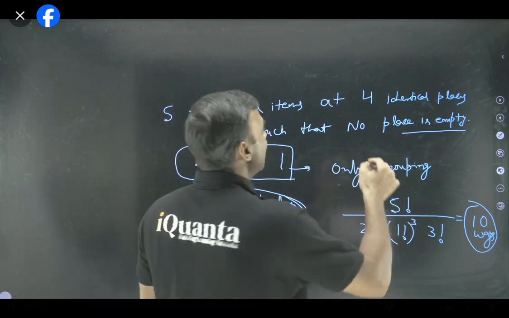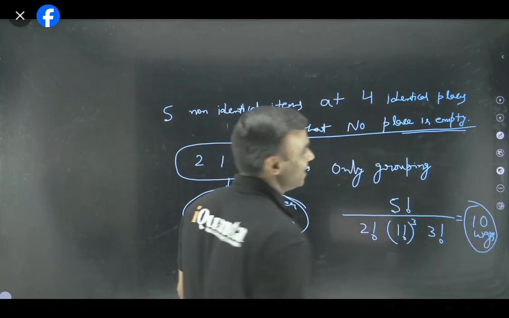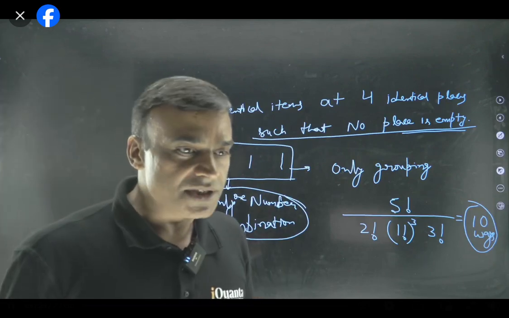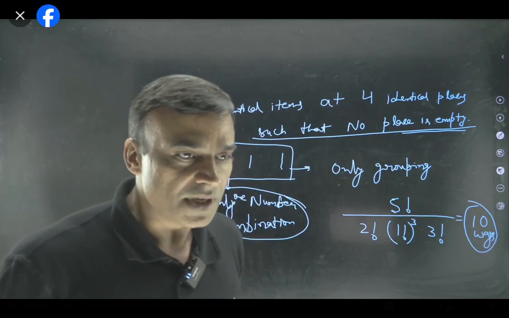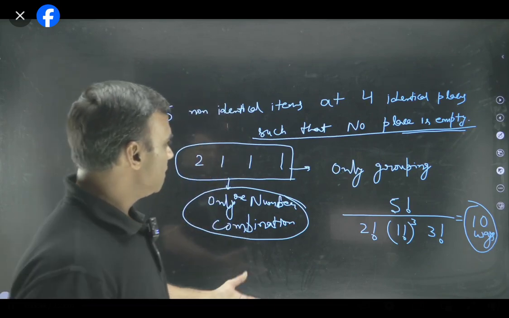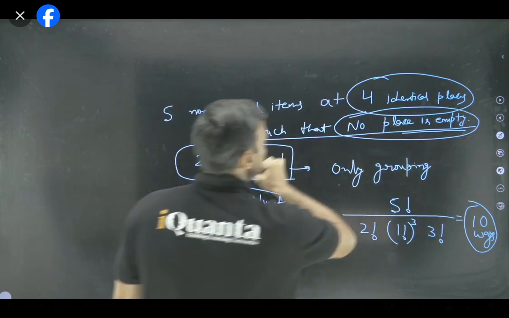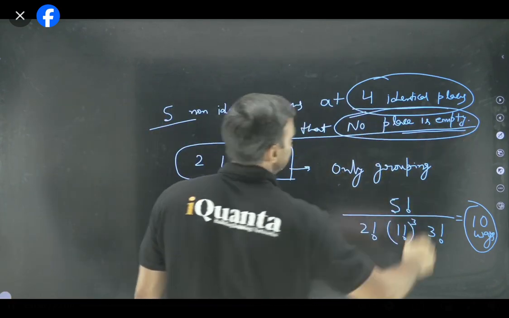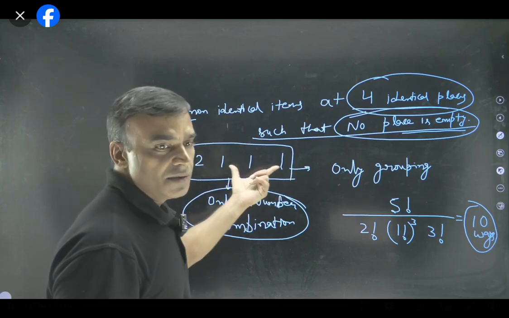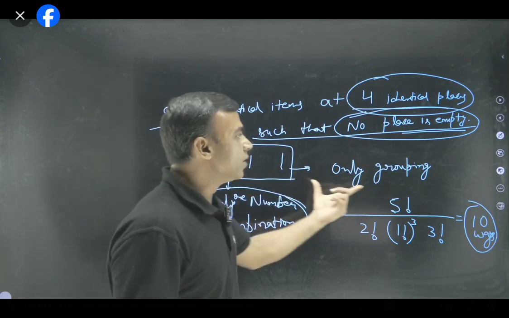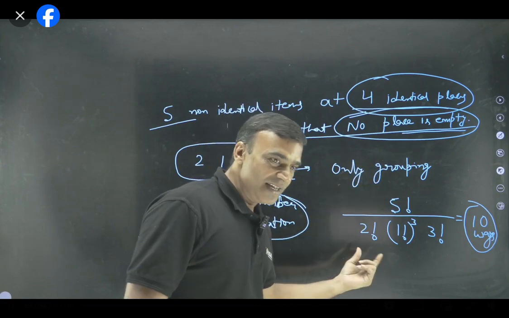How did that happen? Because I said such that no place is empty. In an exam, when you get a question, it is more beautiful, always more beautiful. Because the places are identical and no place is empty, break 5 items into 4 parts. How will you do that? 2, 1, 1, 1. That's it. This is only the grouping that you have to do. The grouping number of ways is this one.